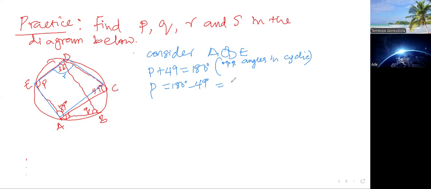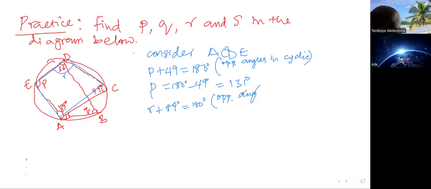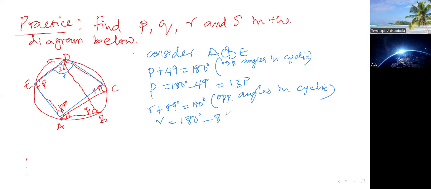131, which is what you obtain for P. Now, by similar argument, you will see that R extends to that blue. Do you understand that now? So that will now give me that R plus 89 equals 180. That is opposite angles in a cyclic quadrilateral. So that will now be R equals 180 minus 89.